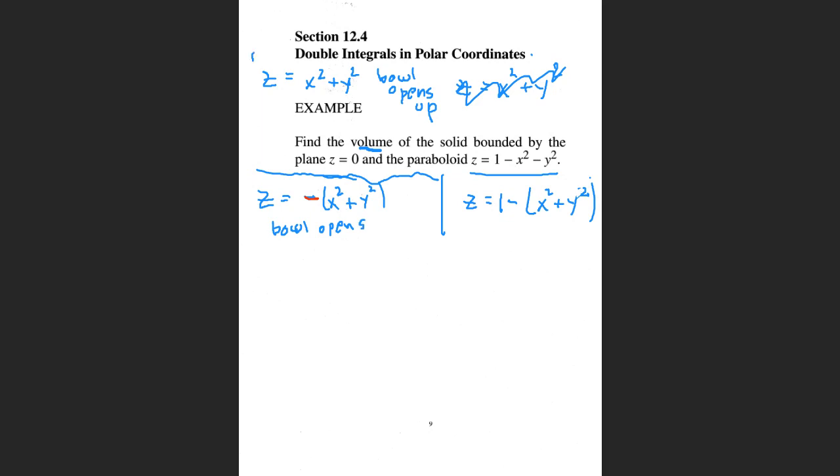So this is bowl 1, opens up. Bowl 2, z equals negative x squared plus y squared. How does that open? What's the effect of putting a negative in front of the x squared plus y squared? What does it do to the bowl? How does it affect the opening? That's right, Norina. It has to open down.